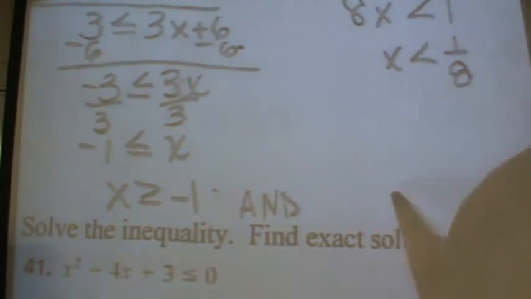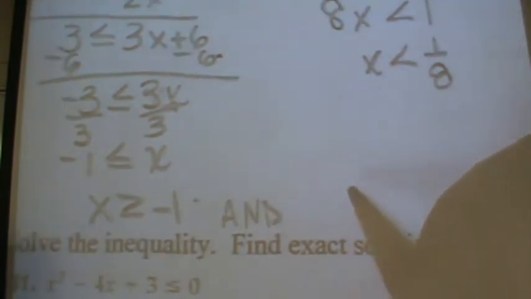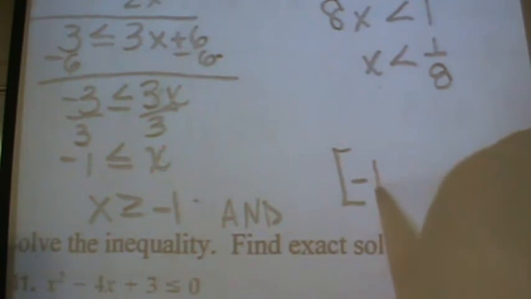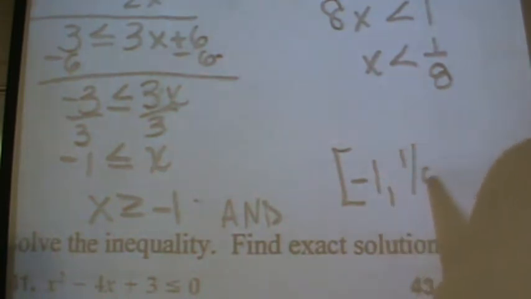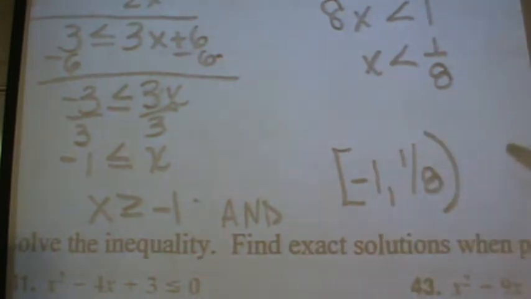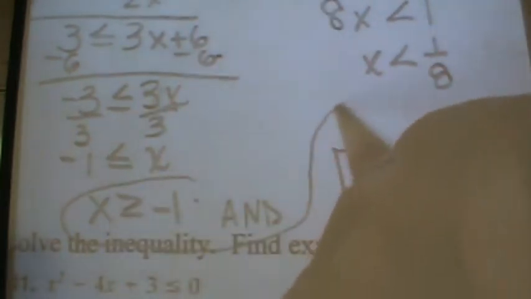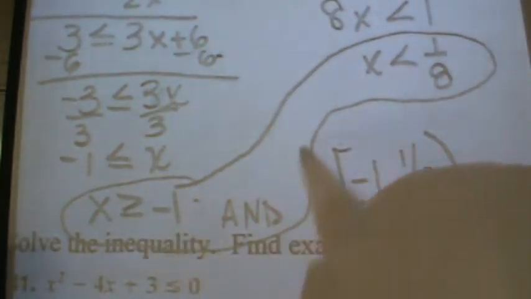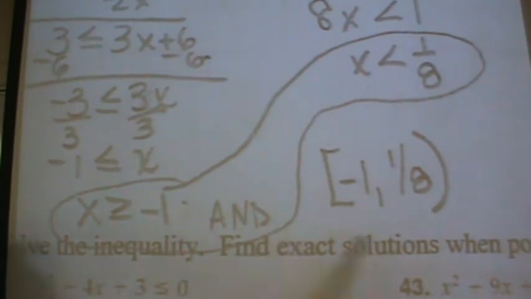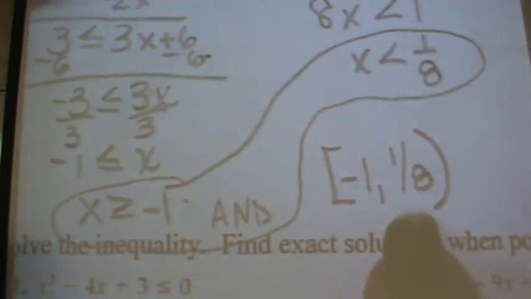So it's between. The correct answer in interval notation would be negative 1 with a bracket, comma, 1/8 with a parenthesis. Or this is another way you can write it with all of that. So this would be like set notation, and that would be interval notation.